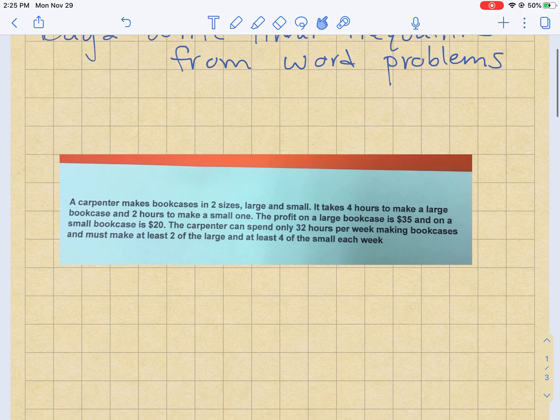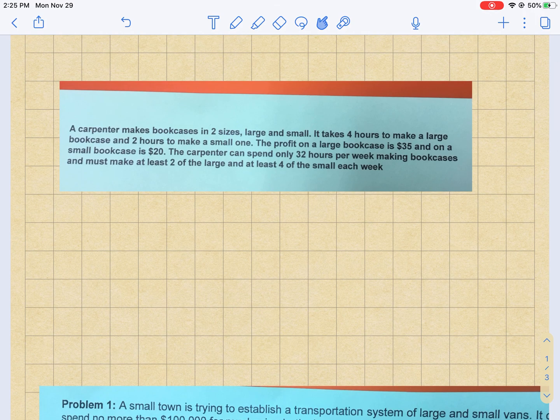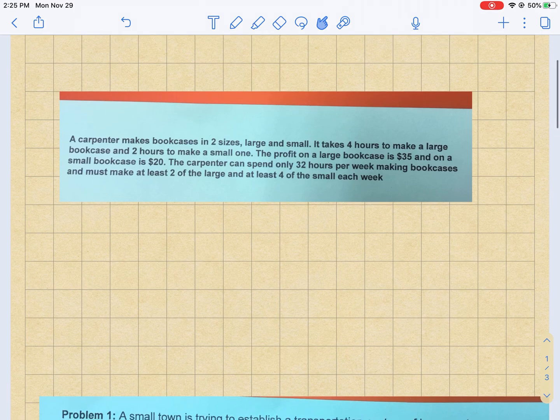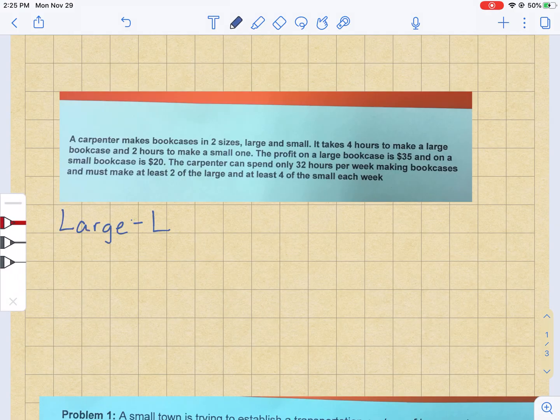So the first one we're going to take a look at, a carpenter makes 2 bookcases, in two sizes, a large and a small. It takes 4 hours to make the large bookcase and 2 hours to make the small one. The profit on a large bookcase is $35 and on a small bookcase is $20. The carpenter can spend 32 hours per week making bookcases and must make at least 2 large and at least 4 small each week. So what can vary here? Well, it's the size. So we can have a large, that's our variables, is how many large, and I might call that an L, and how many small we can make.